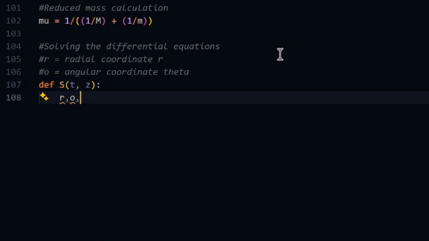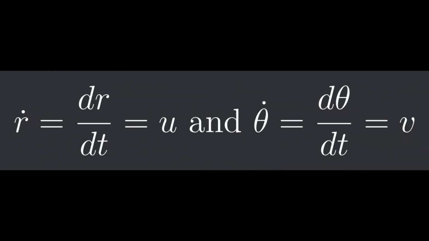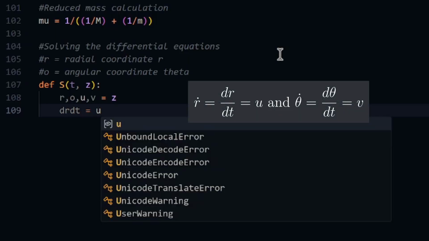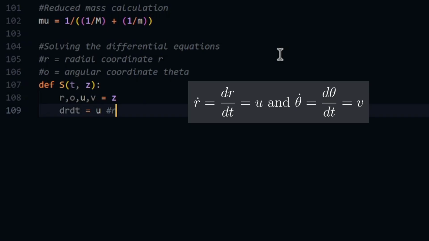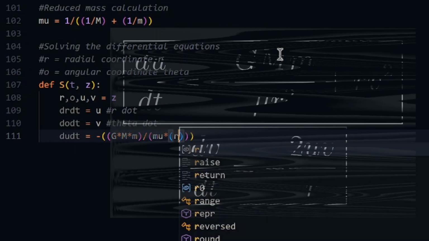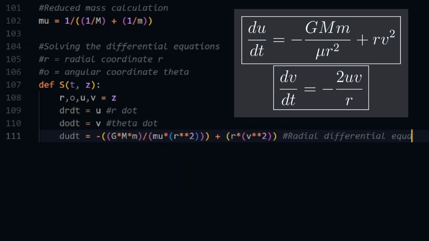In the second step, I will declare all the variables r, o, u and v and equate them with z. Recall that u and v were the two variable substitutions we made in the last video. The third step includes the declaration of the differential equations. The first two being the two variable substitutions dr dt equals u and d theta dt or do dt equals v. The third and the fourth are the two coupled differential equations which we derived after applying Newton's second law.